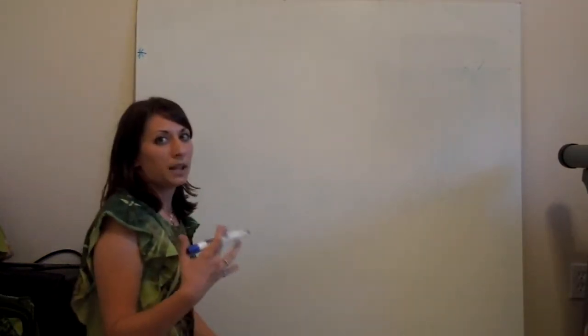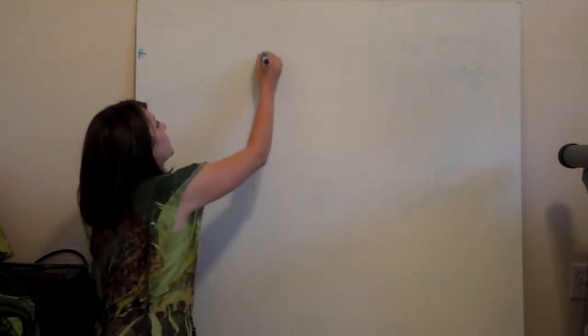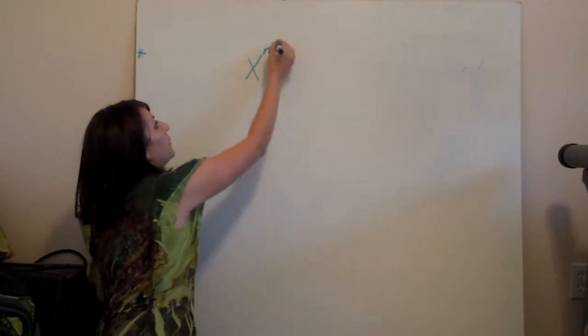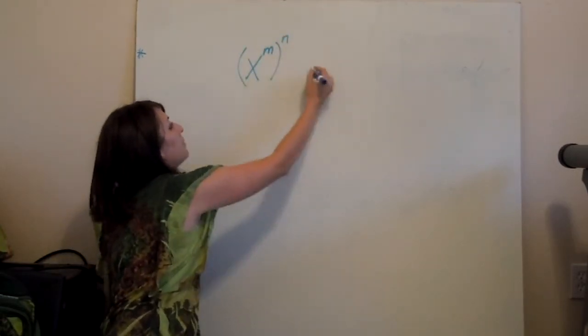Alright, power to power rule. This is when you have any real number that has an exponent raised to another exponent. So say we have x, which is any real number that's not 0, raised to the m power, and we raise it to the n power.